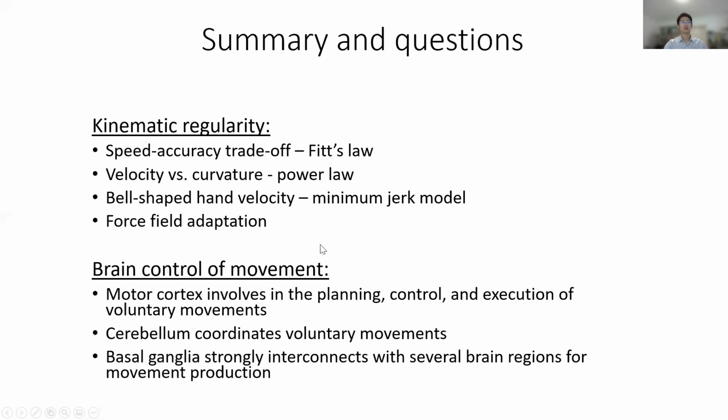We also saw the force field adaptation task, where subjects restore straight-line movement after adapting to an environmental force. In the second part, we talked about the brain level control of movement: the motor cortex, the cerebellum, which coordinates movement, and the basal ganglia, which provides modulation, excitation, inhibition, and this balance that ensures the smoothness of movement production. Okay, we will finish here, I think.